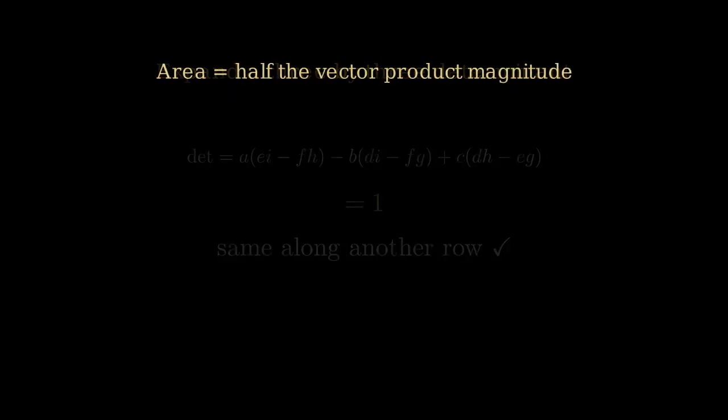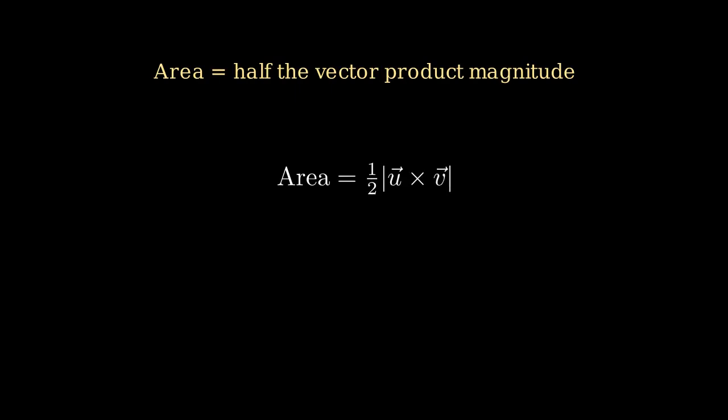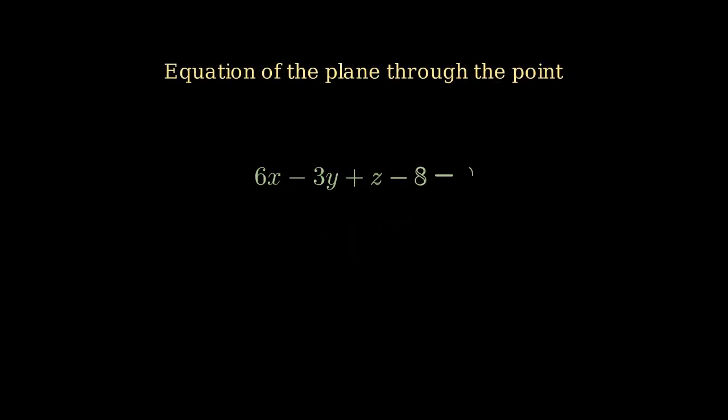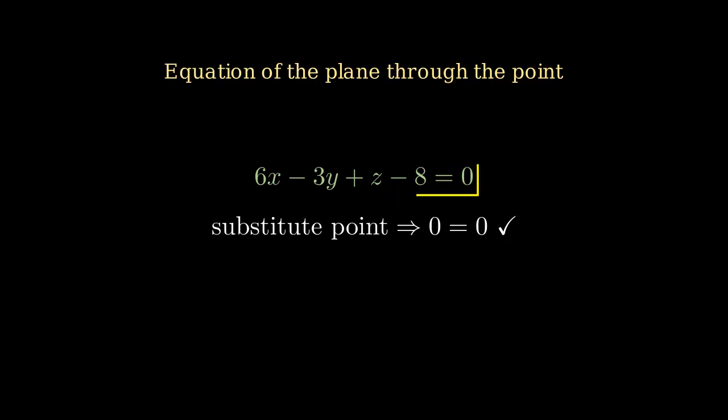Now we use vectors. The area of a triangle formed by two vectors equals 1/2 the magnitude of their vector product, and here this gives an area of 1/2 times the square root of 46. Using the same vectors, we also find the equation of a plane 6x minus 3y plus z minus 8 equals 0. Checking, substituting the known point into this equation gives 0, confirming the point lies on the plane.